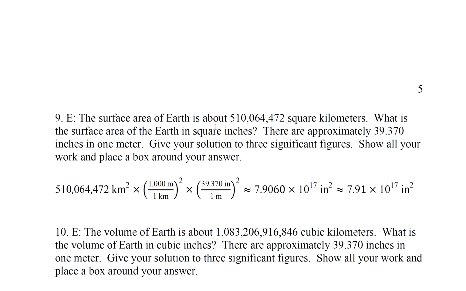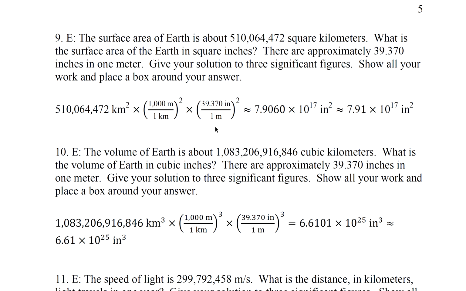Question 9. The surface area of Earth is about 510,064,472 square kilometers. What is the surface area of the Earth in square inches? So, look at the unit conversion. 1,000 meters is 1 kilometer, and we square that because we're given kilometers squared. And there's 39.370 inches in 1 meter. We square that so we could get inches squared.